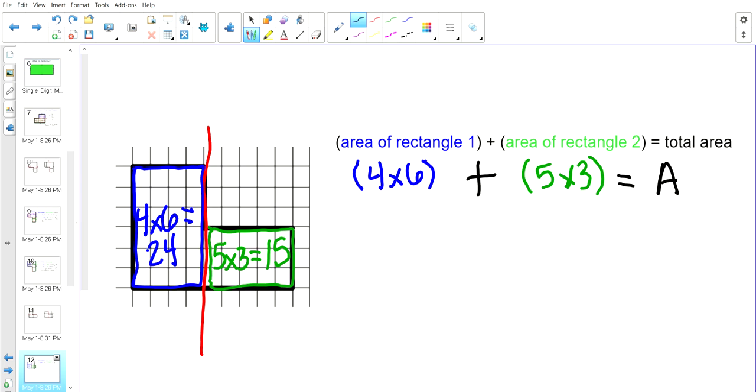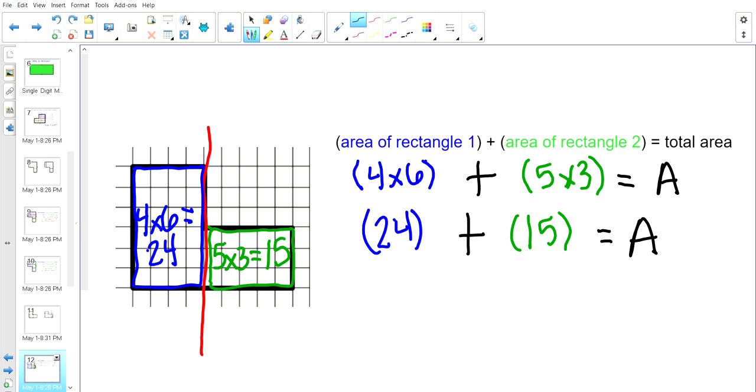Now, 3rd grade, we need to think. What did 4 times 6 equal? What was the total area of that first rectangle? Oh, that's right. It was 24 square units. I need to add that to the area of the second rectangle. It was a 5 by 3 rectangle. So what was the area of that second rectangle? Oh, that's right. It was 15 square units. When I add those together, that will equal the total area.